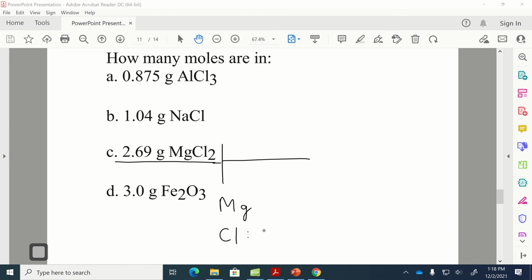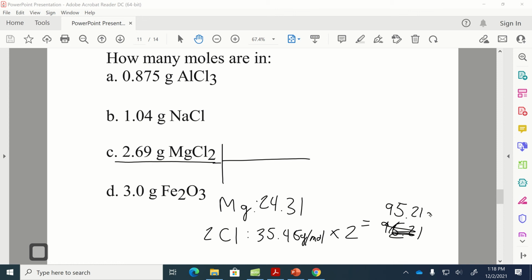Well, I get Cl again, so I know Cl is 35.45. Technically, this is grams per mole. I'll write it this time. But I'm going to multiply this by 2 because there's 2 Cls. Magnesium is 24.305, 24.31. So 24.31 plus 35.45 times 2 comes out to 95.21. That's a 5. I'll rewrite that: 95.21 grams per mole. Because you will be asked on your test, I'm sure, just solve for molar mass.